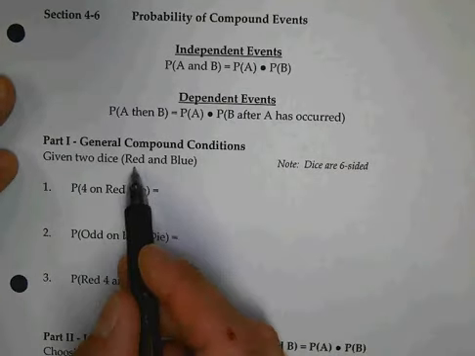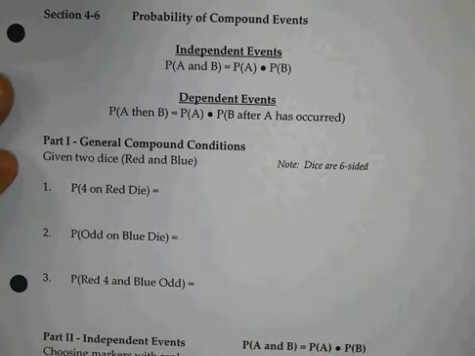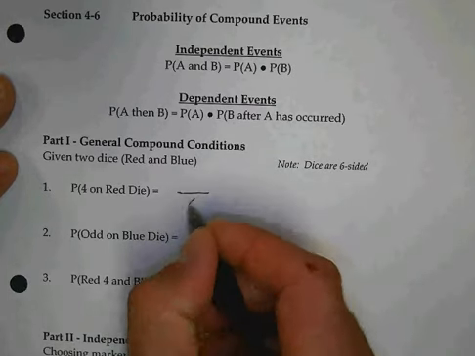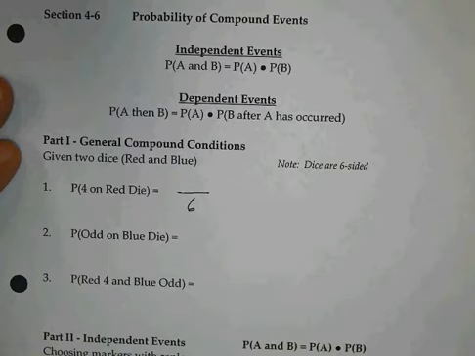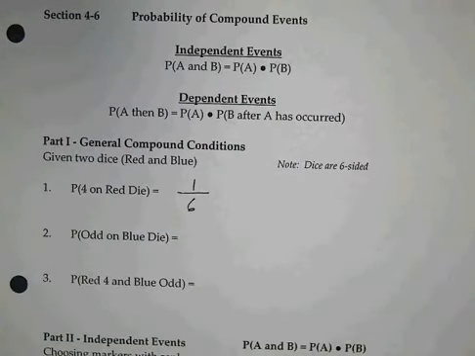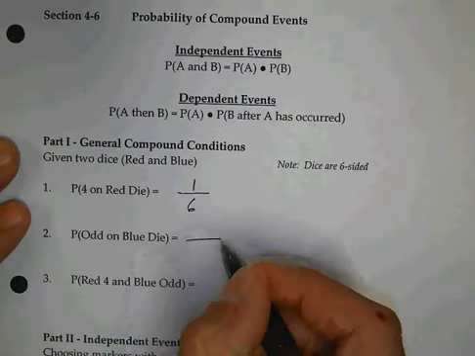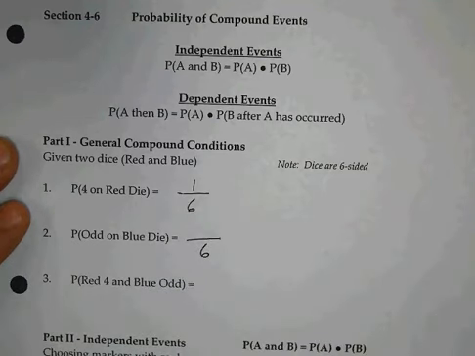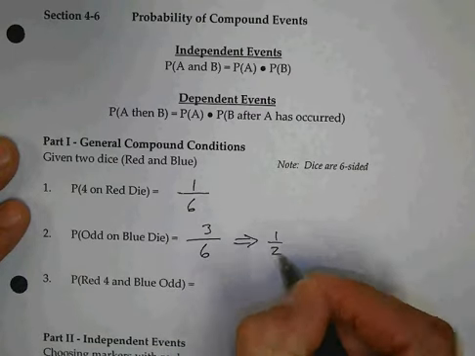We have these two dice. One's red and one's blue. You roll the red die. Okay, how many sides on the die? 6 sides. Of those 6 sides, how many of them have 4s on them? One side has a 4, right? So the chance of you rolling a red die that has a 4 on it is 1 out of 6. Really straightforward. That's what we did before. Now, how many odd numbers on the blue die? 3. So the chance of you rolling an odd number on the blue die is 1/2.